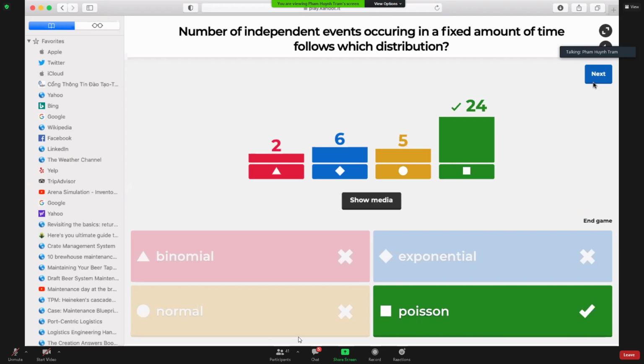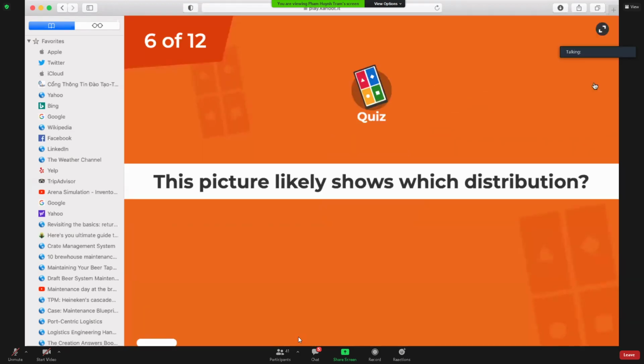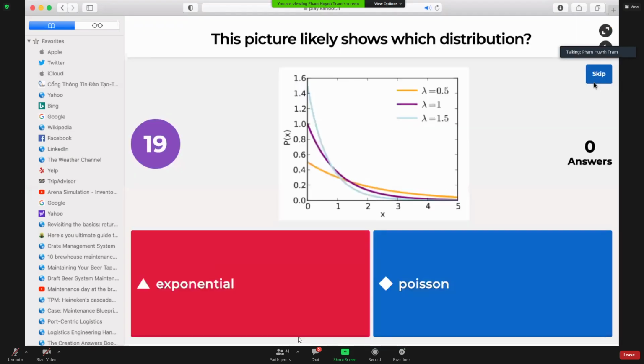Let's say we look at the arrival process, and we count the number of arrivals per period of time. So this statement is similar to that one. Right, so Poisson is the correct answer. It's the only discrete distribution in these four answers. Okay, good job. Next one. This picture likely shows which distribution?